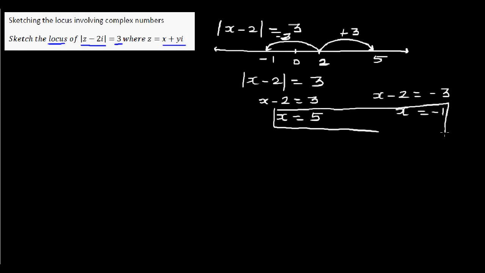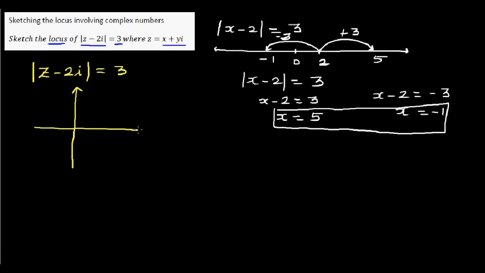So the idea in complex numbers is basically the same, but as it's a complex number, you have to think in a slightly different way. Modulus of z minus 2i is equal to 3. So basically, we are asking: tell me the complex numbers which are at a distance of 3 from 2i. So let's graph this. Say this is the real axis and this is the imaginary axis. So 2i is somewhere here.